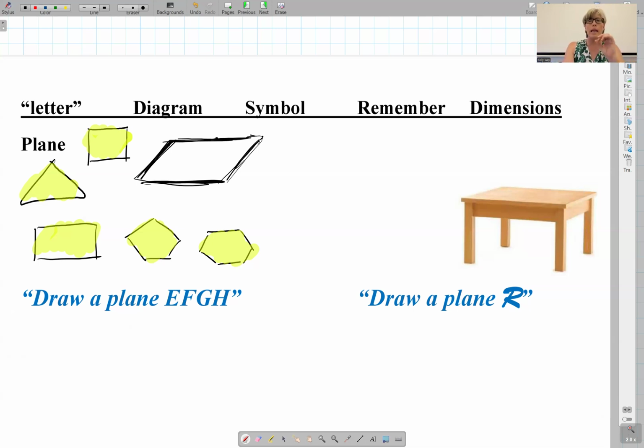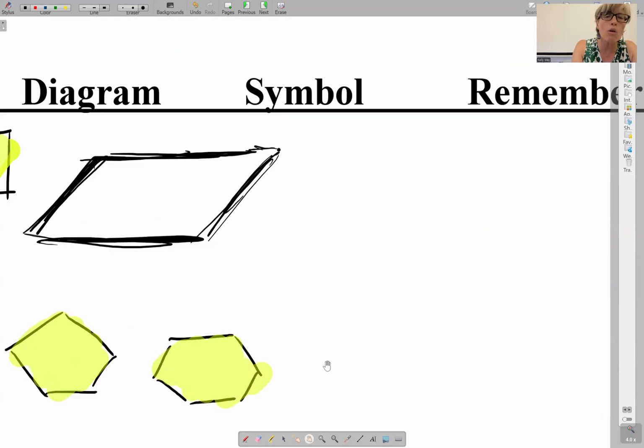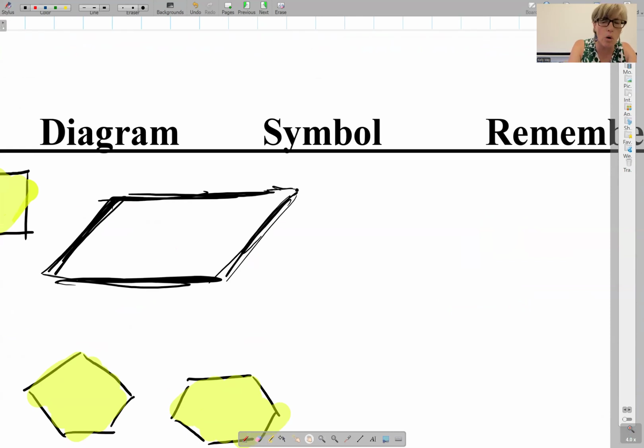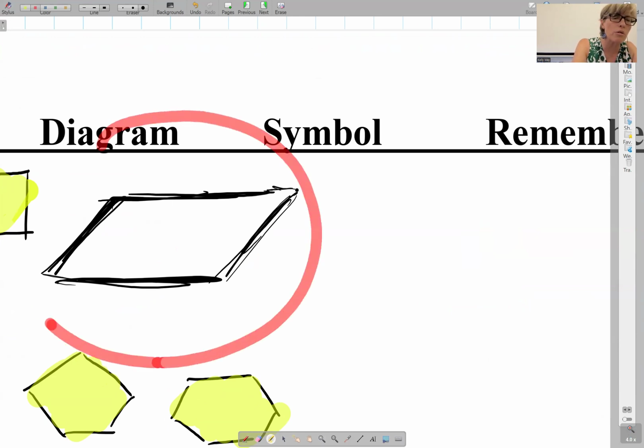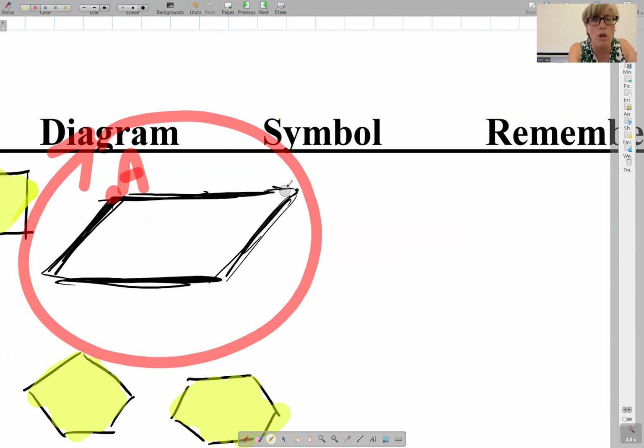We name planes one of two ways. So this is really critical. We label the corners of the plane, and you must go clockwise or counterclockwise with your lettering. So clockwise would look like this. Let me just show you. Let's say I put an A here. Then I would go around the clock to the right. I'd put B here, C here, D there. That would be clockwise.